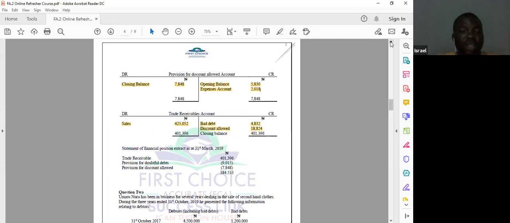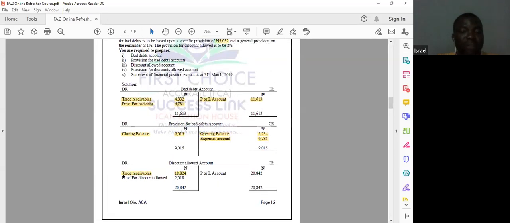So here we are transferring to discount allowed account. That's why we have it under what? Under the discount allowed account. It will be 2018.